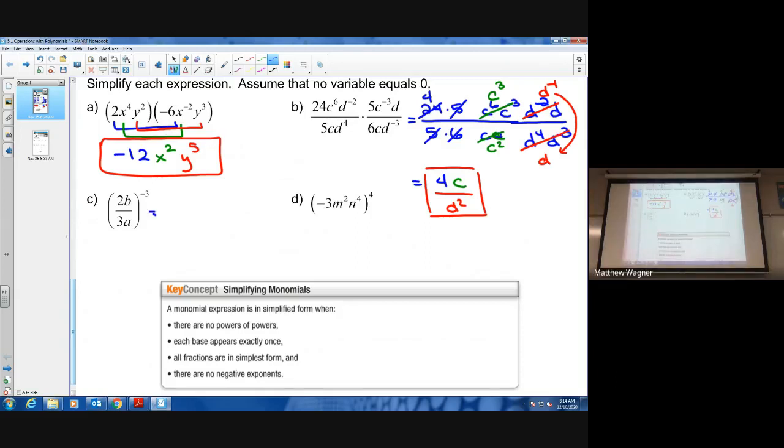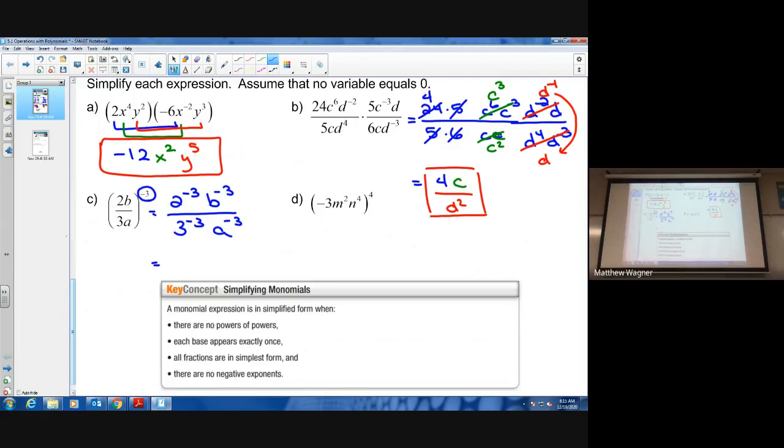All right, example C. Very similar mentality. We have a quotient to a power, so that -3 power goes to everything. So we're going to have 2 to the -3. We're going to have b to the -3. We're going to have 3 to the -3. We're going to have a to the -3. If you wanted to, you could have just flipped the fraction initially and then raised everything to the positive 3rd power. It's another way to do the problem. I'm just kind of showing you different ways.